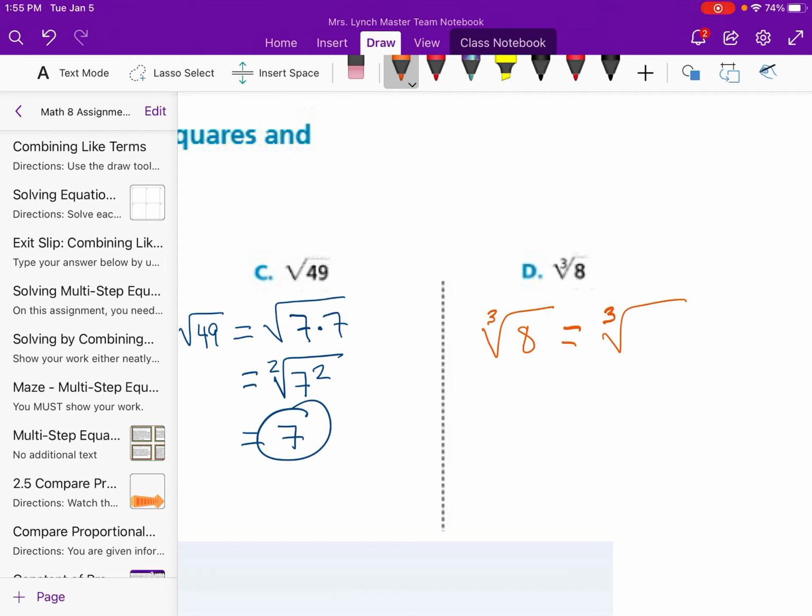Now, what number times itself 3 times is going to give you the number 8? In this case, it's going to be 2. 2 times 2 times 2 gives you 8. And again, just breaking it down, that means it's the same as the cubed root of 2 cubed, which just turns into 2. Simple as that.